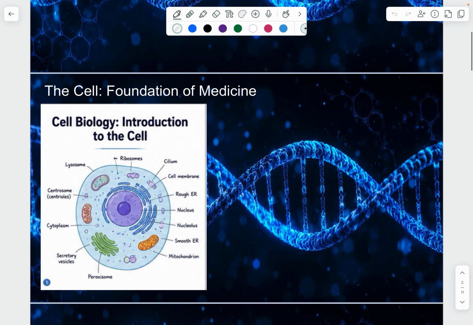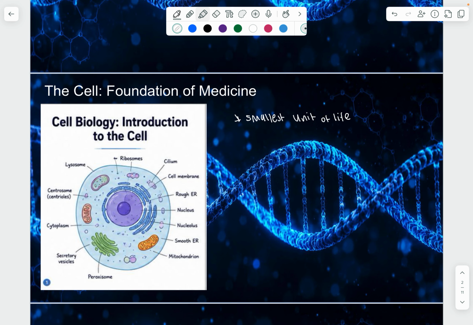So the first thing we're going to talk about is the cell. Why is the cell the foundation of medicine? The reason is that it is what we call the smallest unit of life. If we were to look at all the living things in the world and look at the smallest component of it, we call that component the cell.